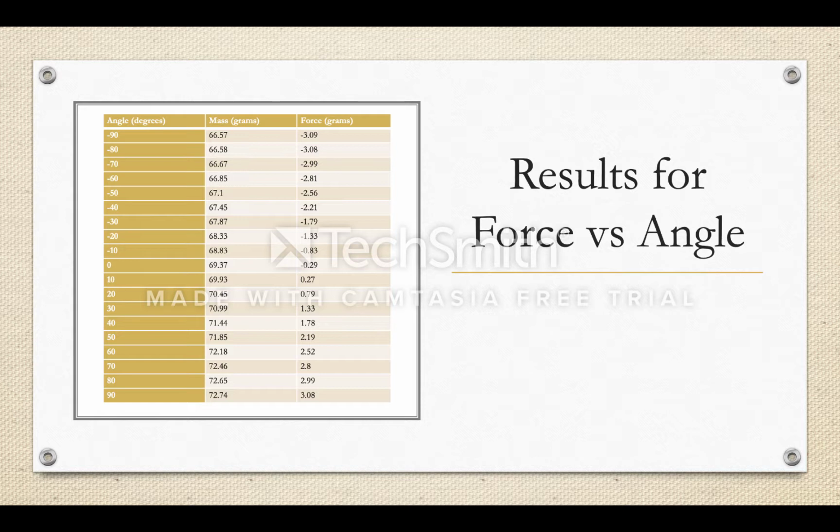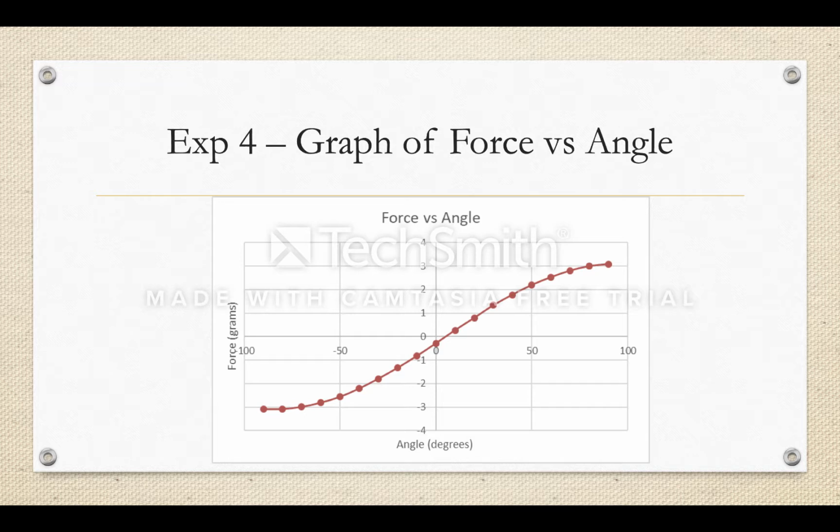This table shows the data obtained from this experiment where the angle is in degrees, the mass is in grams, and the force is also in grams. The graph of the force versus angle shows that as the angle increases from -90 to 90 degrees, the force can be observed to increase. The magnetic force initially increases slowly before speeding up slightly. The force increases almost linearly with the angle around 0, before slowing back down at a similar rate to which it sped up. The graph has a maximum at 90 degrees and a minimum at -90 degrees.